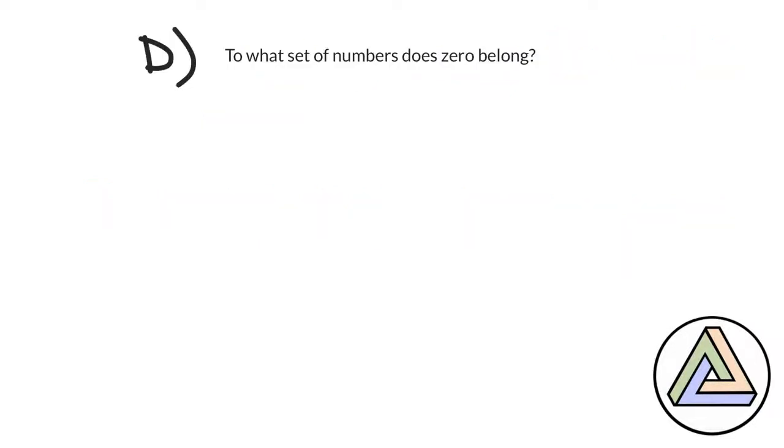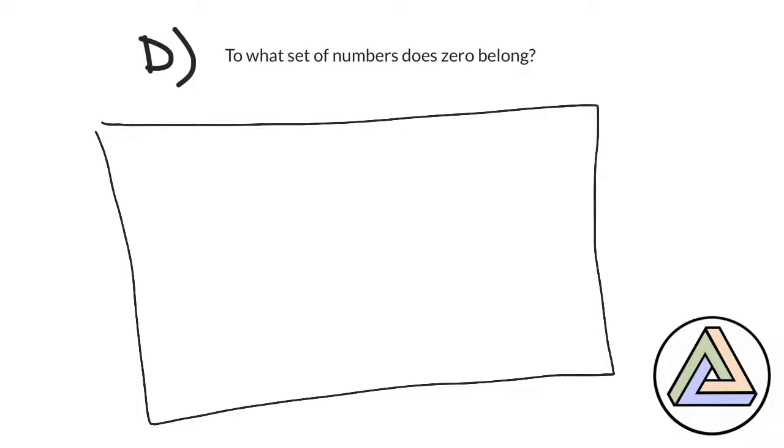To what set of numbers does 0 belong? Well, I think it helps to think of a chart of concentric circles where basically you have the following. You have the set of all real numbers, all right? So this would be real numbers, okay?